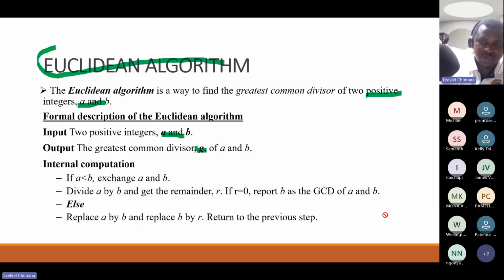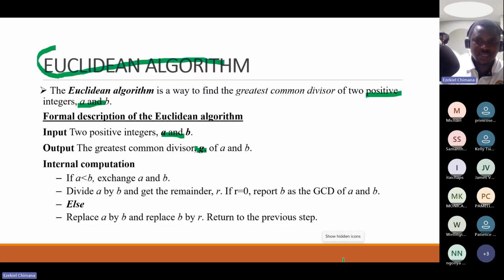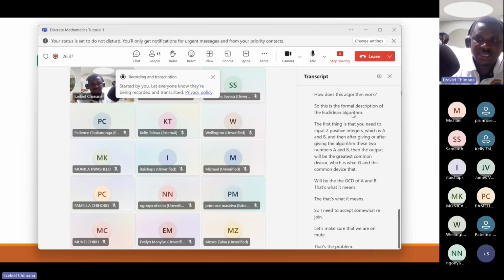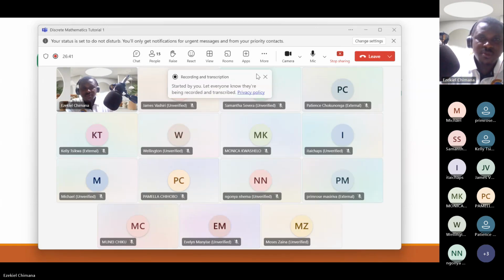I need to accept someone to join. Let's make sure that we are on mute. That's the problem with people that join late. Let's make sure that we're always on mute.